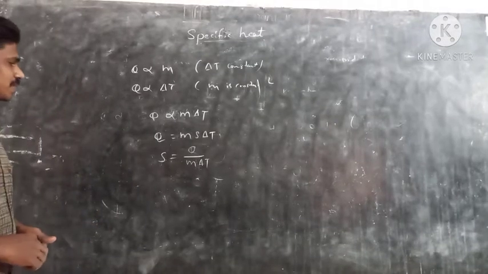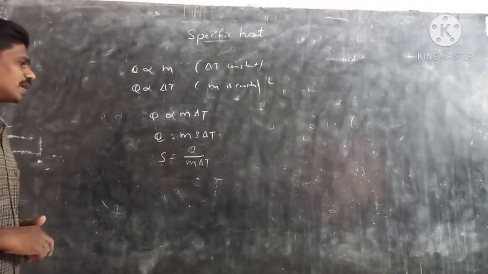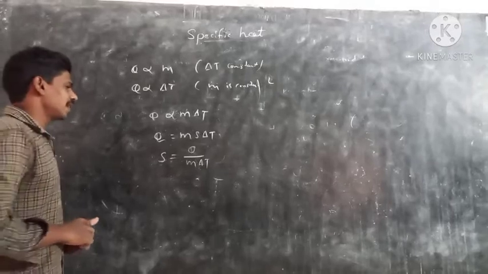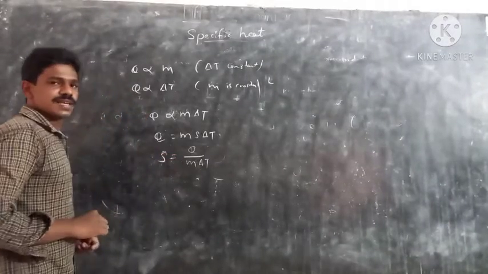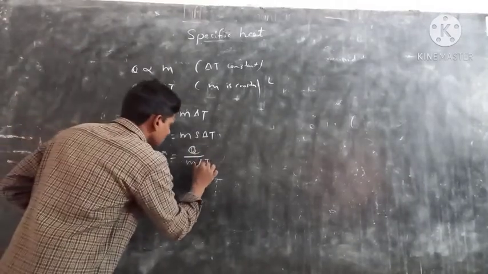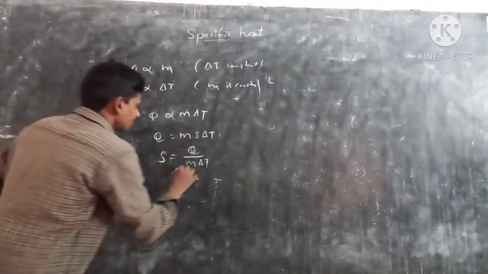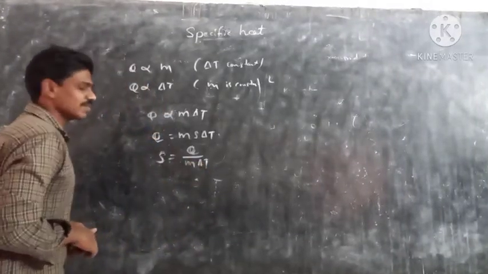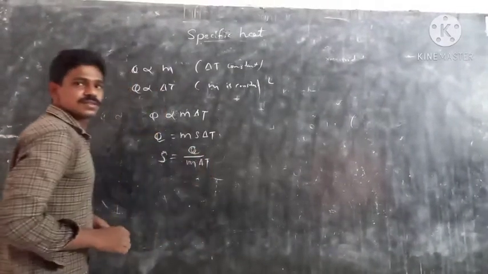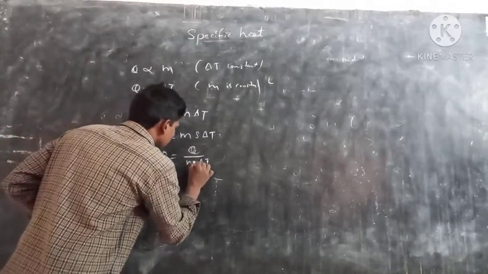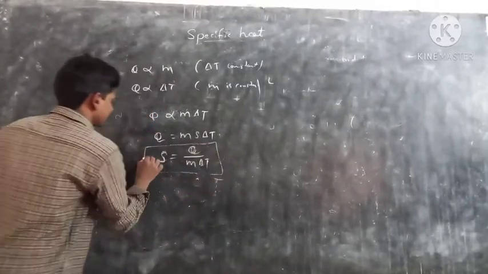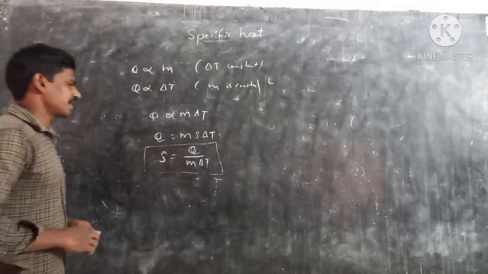Specific heat of a substance is the amount of heat energy required to raise the temperature of unit mass of the substance by 1 degree centigrade. This is specific heat. I hope you understood about specific heat.